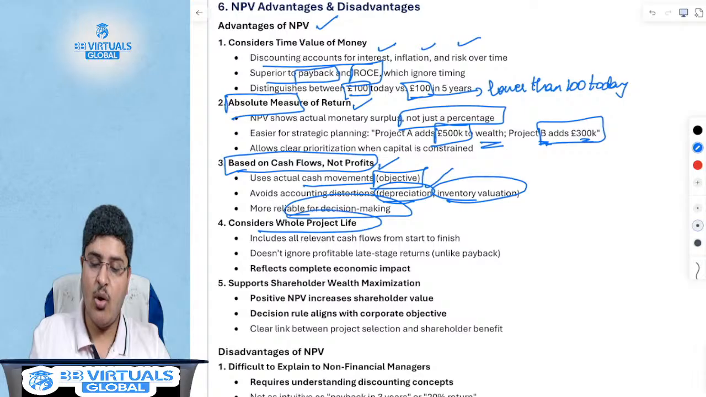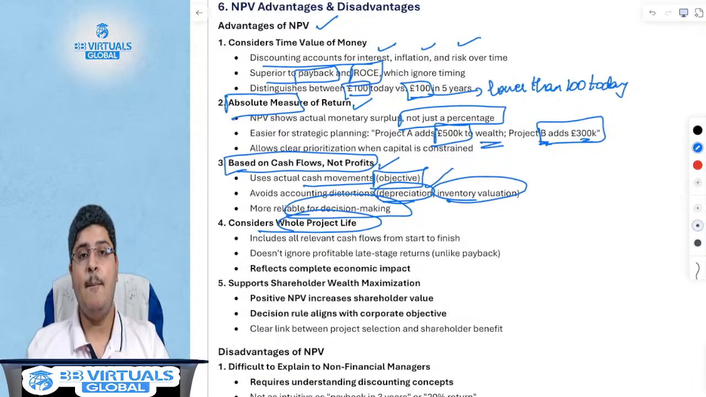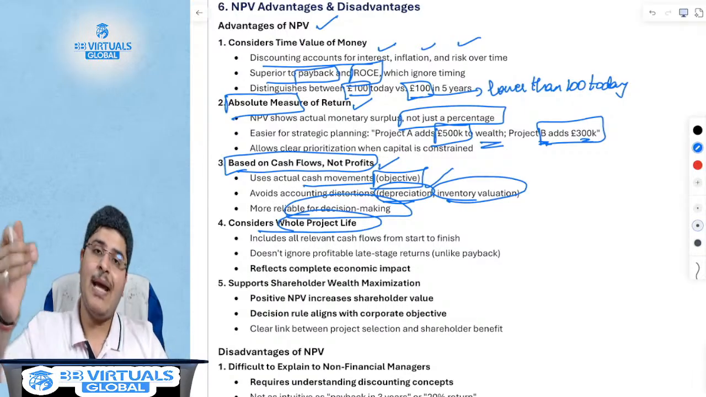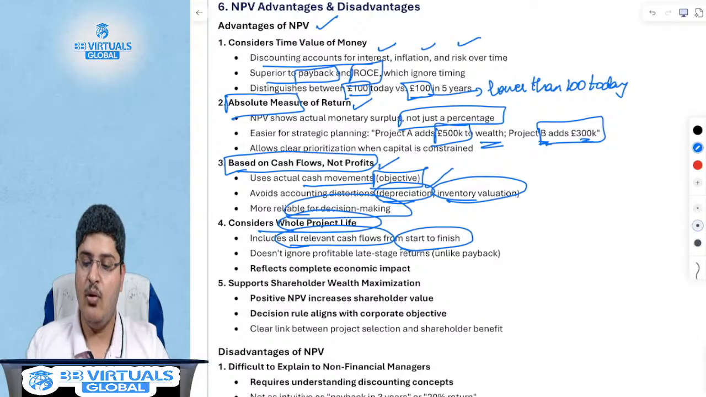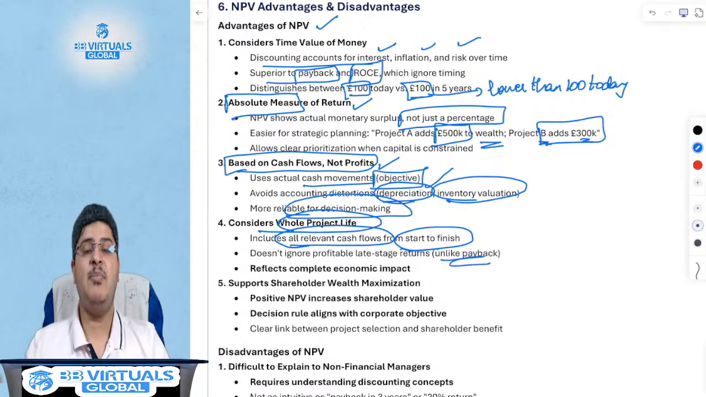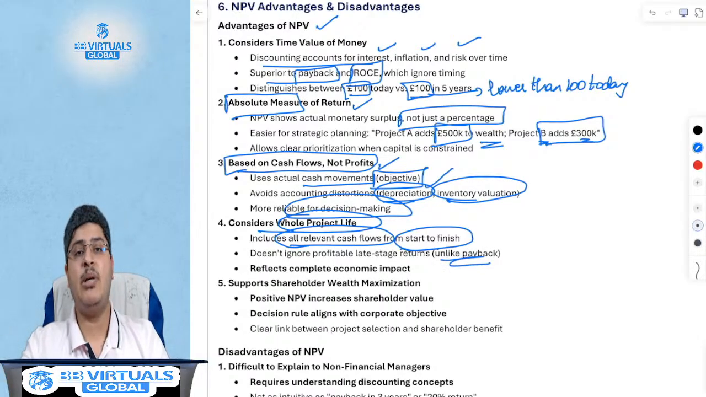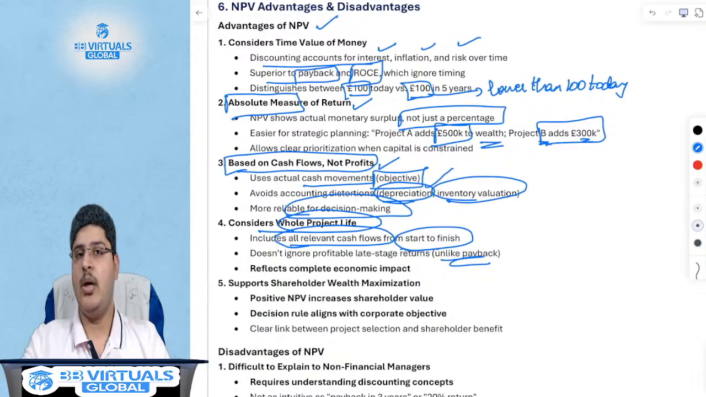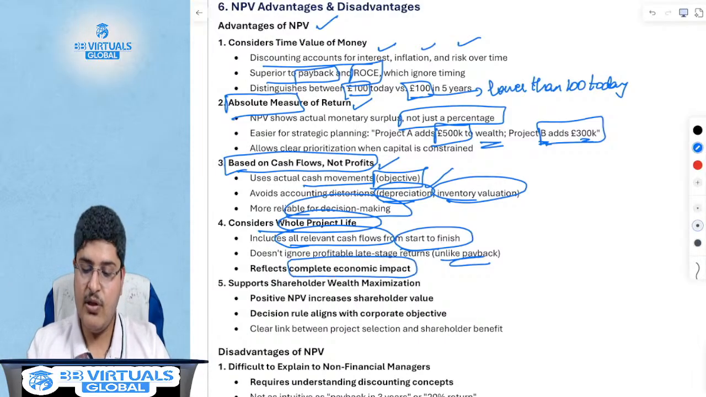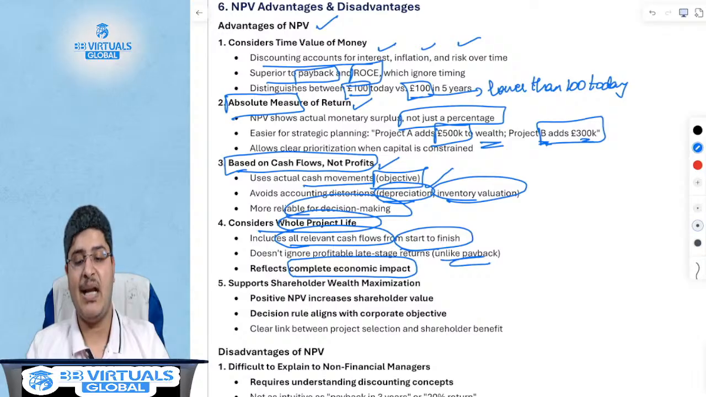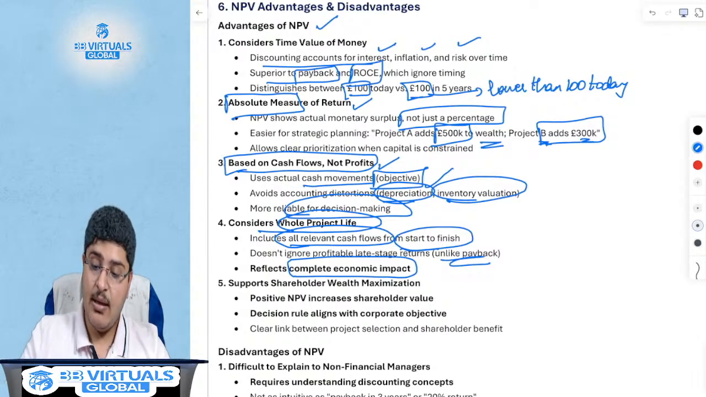It considers your whole project life. If you remember, payback period used to consider only the time period till the payback period, and hence NPV includes all the relevant cash flows from start to finish, unlike the payback. Payback period is only concerned about when you get your capital back, even if after that you don't earn any money, or you earn 1 million in the example that we did. Hence this gives you a complete economic impact evaluation, which is the best in case of an investment appraisal.